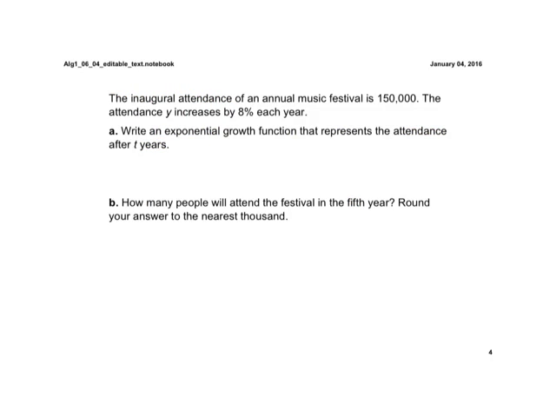So we have a little word problem here. The inaugural attendance, so the first year of an annual music festival, so held every year, is 150,000. The attendance y increases by 8% each year. So what they want us to do is use our formula, and we need to write an exponential growth function because it says it increases by 8% each year, so we know it's growth. That represents the attendance after t years, so we don't know the years, so we're just going to leave that as variable t. So we're going to go ahead and write our function.